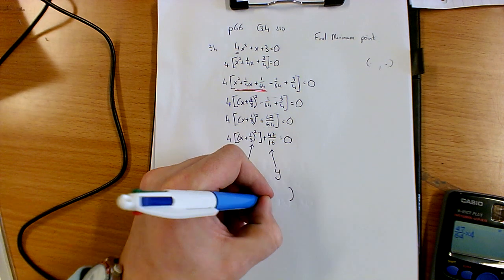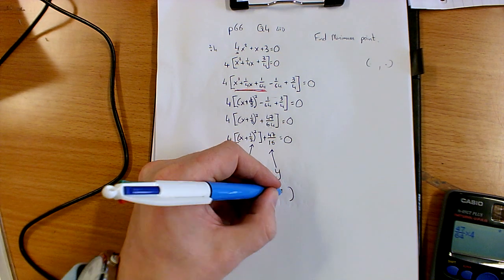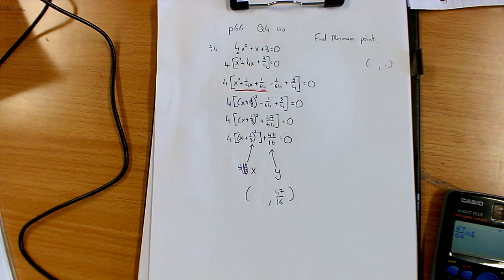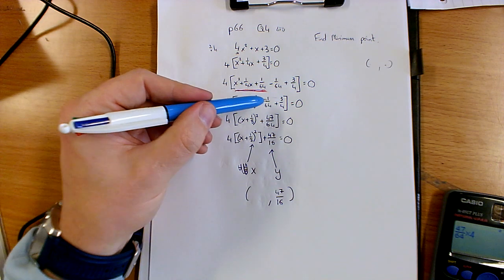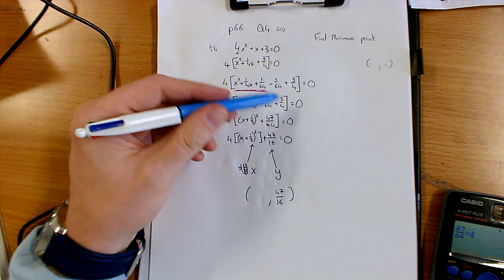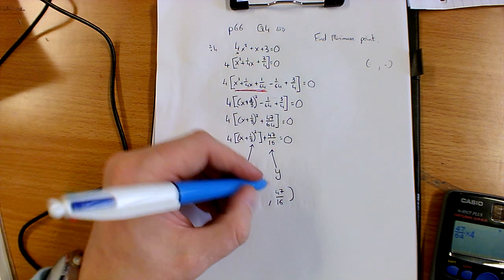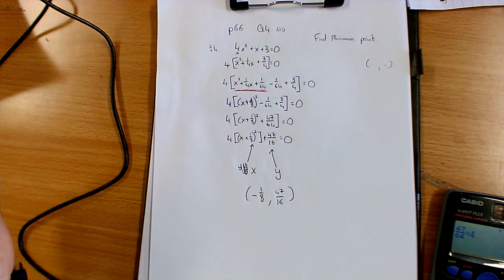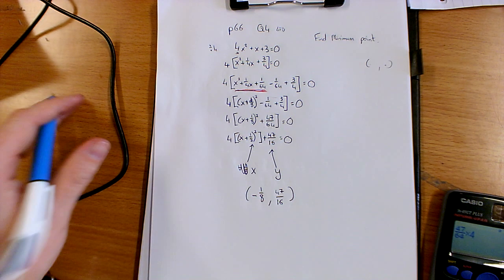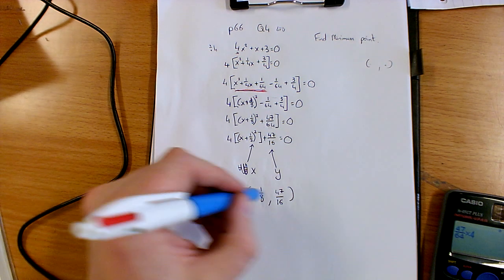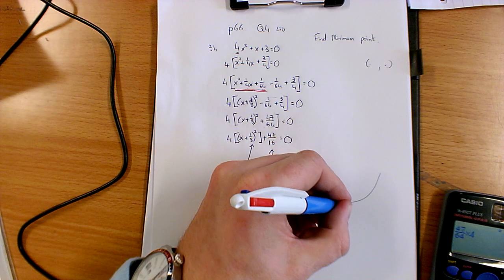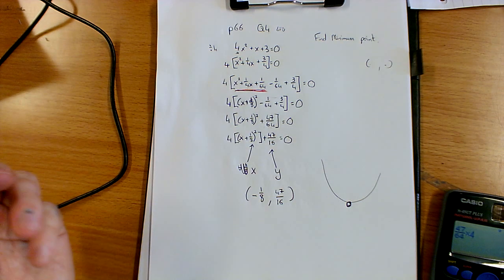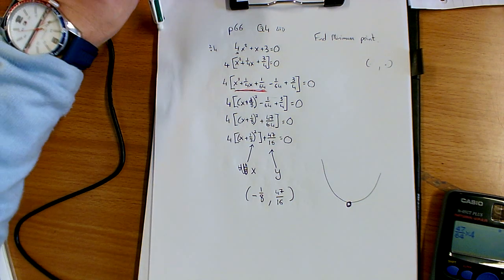Okay? So, the value I will have is 47 over 16, minus 1 over 8. You change it to a decimal if you want, but it's easier to work in fractions with this. Okay, decimals get a bit messy. Okay, what is that? It's the minimum value of this curve.